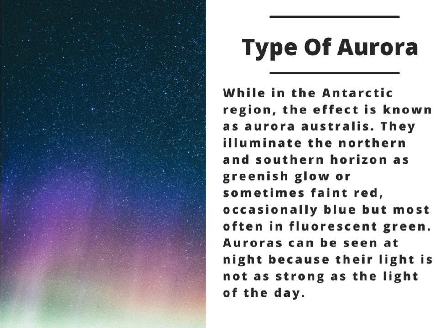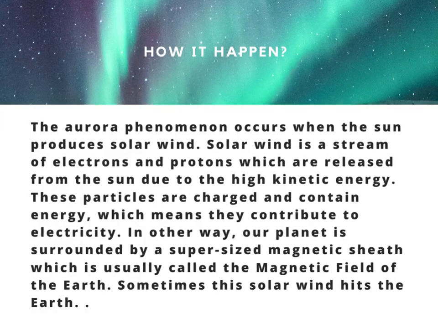In the Antarctic region, the effect is known as aurora australis. They illuminate the northern and southern horizon as a greenish glow, or sometimes faint red, occasionally blue, but most often in fluorescent green. And aurora can also be seen at night because their light is not as strong as the light of the day. Let's go to the third point. How does aurora happen?